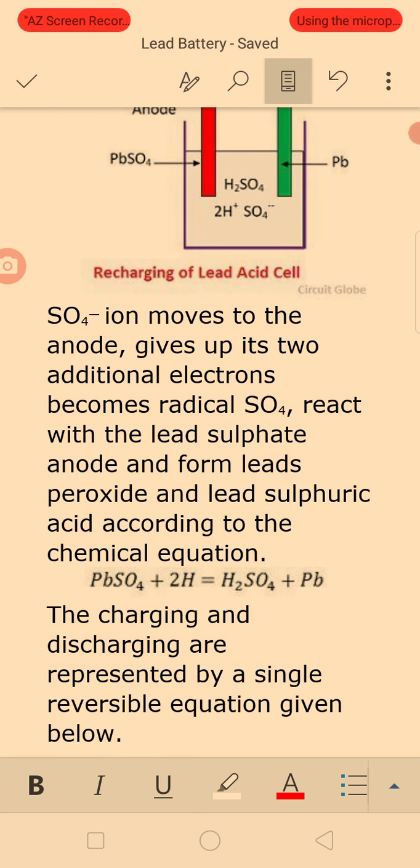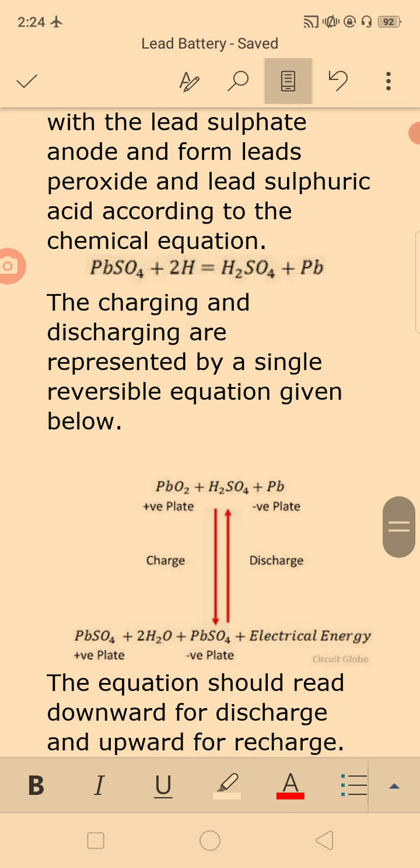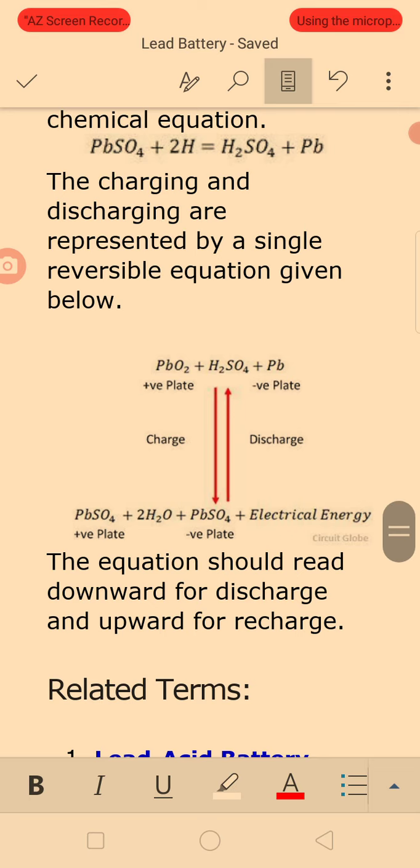The charging and discharging are represented by a single reversible equation as given here. This is all about the discharging and recharging of the lead accumulator battery. This is also known as the car battery. Dear student, this is about the lead accumulator. It is a very important article on batteries from chapter 10, electrochemistry, of the first year class and similarly for other classes.